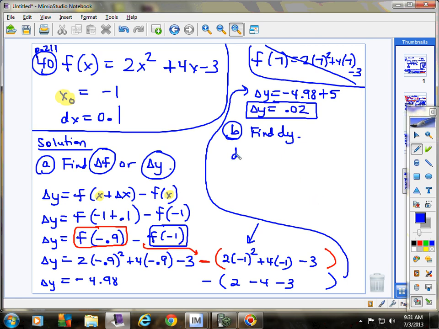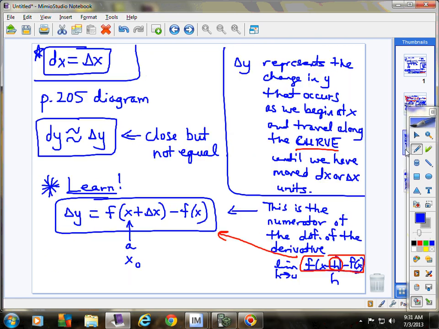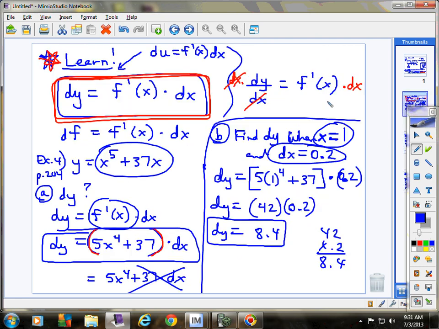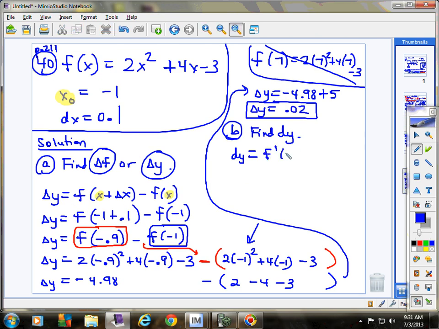Okay, dy, got to have our formula. What is it? Oh man, we've already forgotten. Right, f prime of x times dx. f prime of x times dx. The formula, except it'll be a du every day of Calculus 2. All right, so dy equals, well, we got to have a derivative before we'll have anywhere to put that x value. So we need the derivative of f of x. It's going to be 4x plus 4.